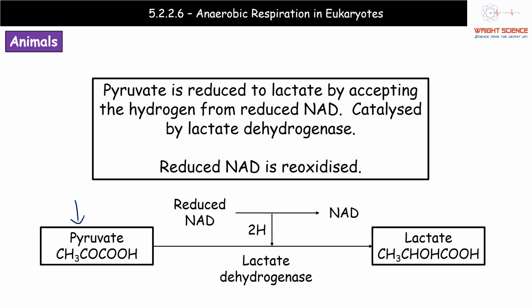Now that pyruvate is going to be reduced to lactate, which is our end product here, and it's reduced by accepting hydrogens, which are obviously going to be removed from the reduced NAD, which is reoxidized to form NAD. So what we've got here, reduction of the pyruvate, oxidation of the reduced NAD, and it all takes place in the presence of lactate dehydrogenase, because obviously we're removing hydrogens there, therefore we're going to take the hydrogens from the reduced NAD to reoxidize it. Those hydrogen atoms then combine with the pyruvate to make our lactate.